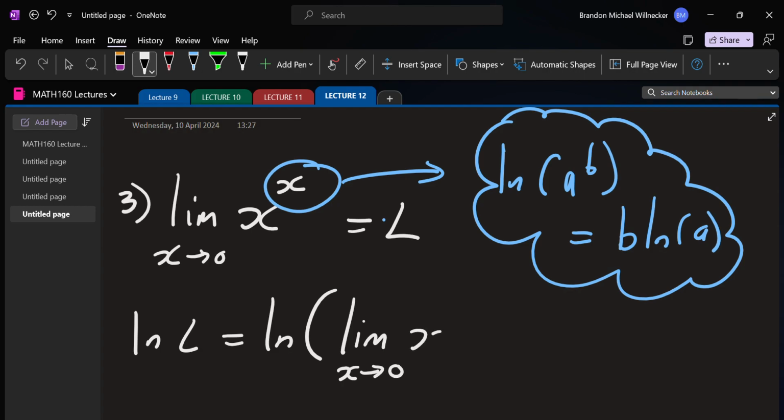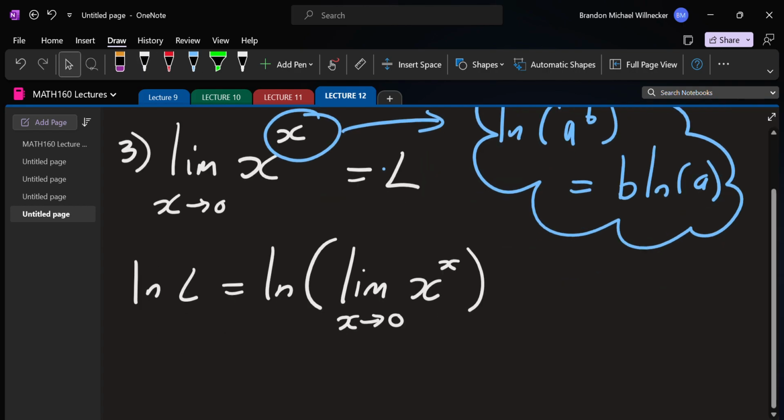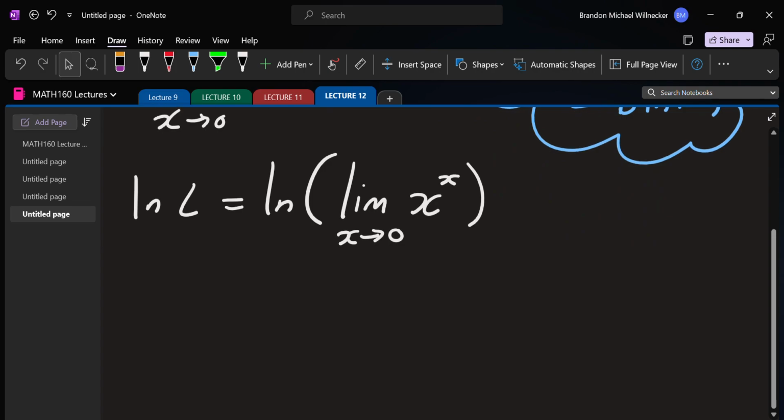So the natural log of L is equal to the natural log of the limit as x goes to 0 of x to the x. Okay, so I just took the log on both sides. That's fine. If you have an equation, if you do something to the one side and you do the same thing to the other side, everything's fine.